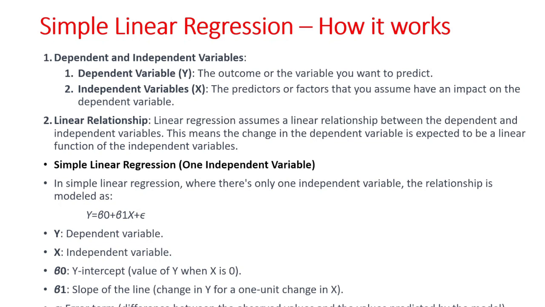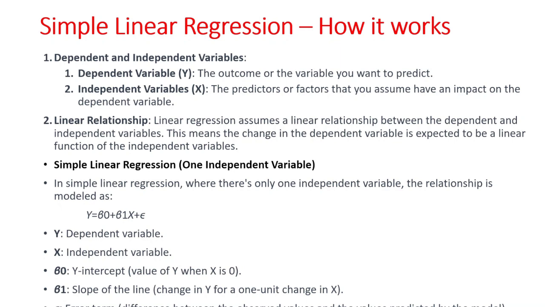Essentially, we've covered the concept of the dependent variable, which means the outcome or the variable that you want to predict. In our case, it was the price of the house. Then we have the independent variable or the feature variables, which is on the x-axis. These are the predictors or factors that you assume will have an impact on the dependent variable. Linear relationship: linear regression assumes a linear relationship between the dependent and independent variables. Whether that is true or not in the real world, for right now we don't really care about that, but this means that the change in the dependent variable is expected to be a linear function of the independent variable.